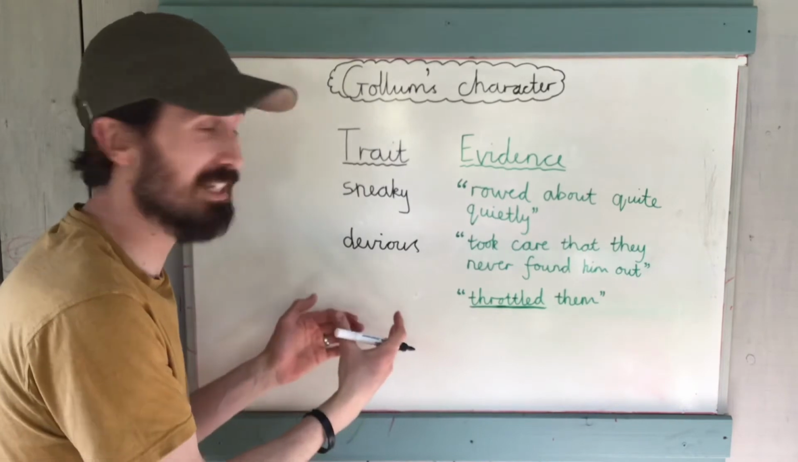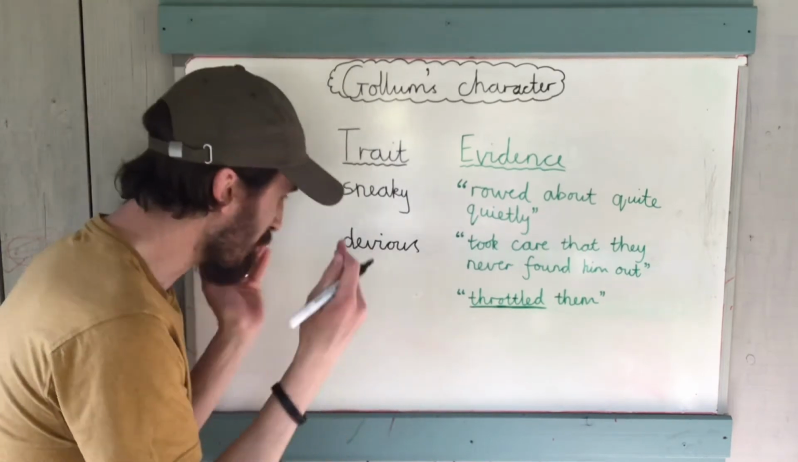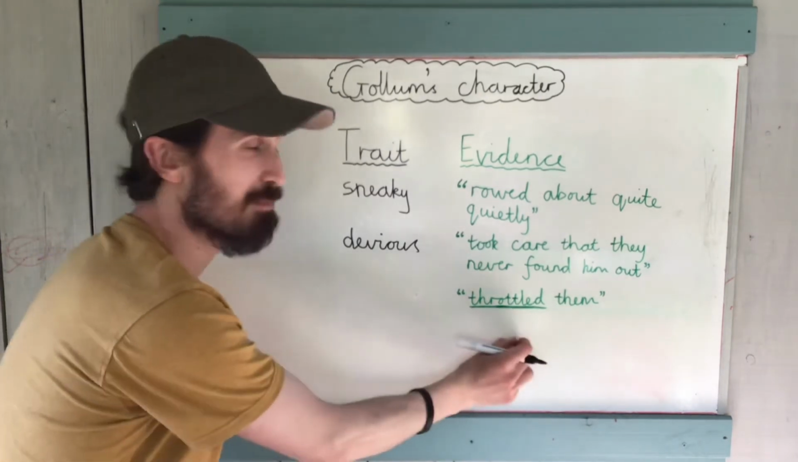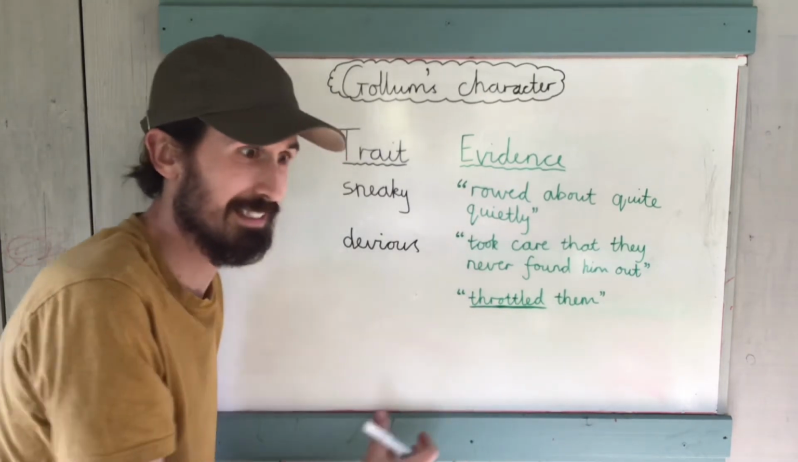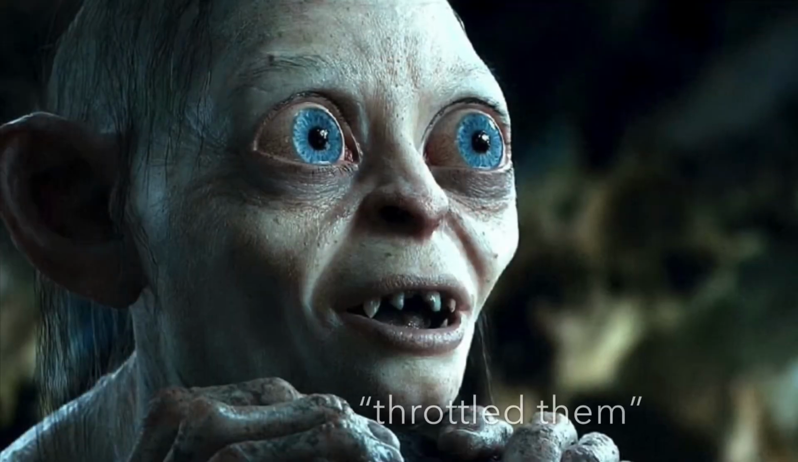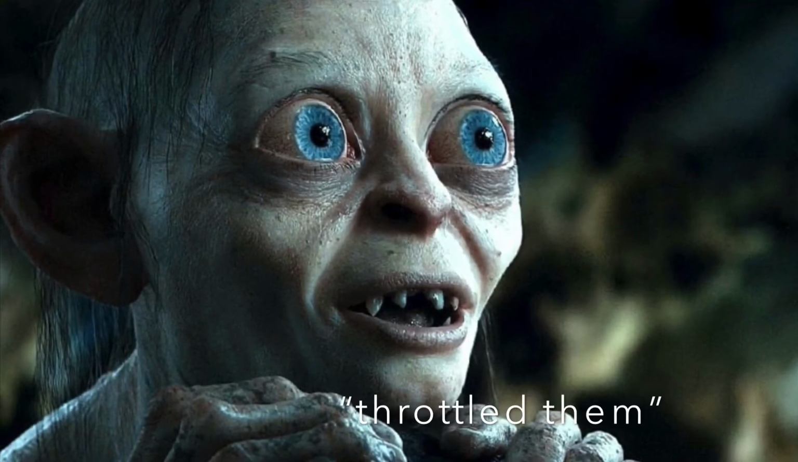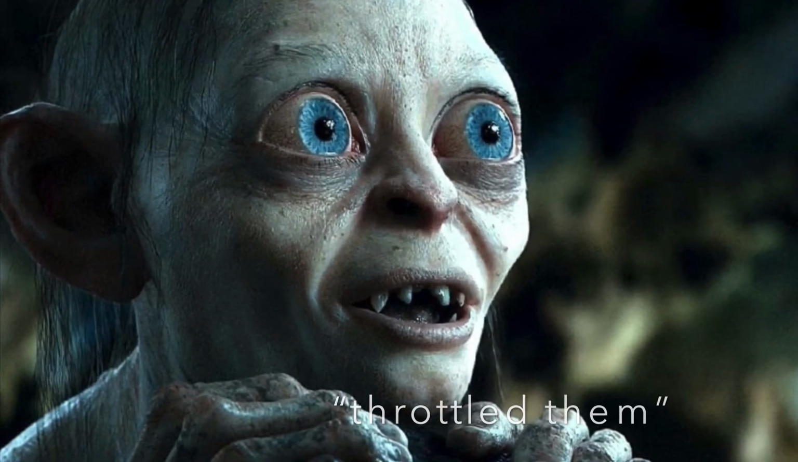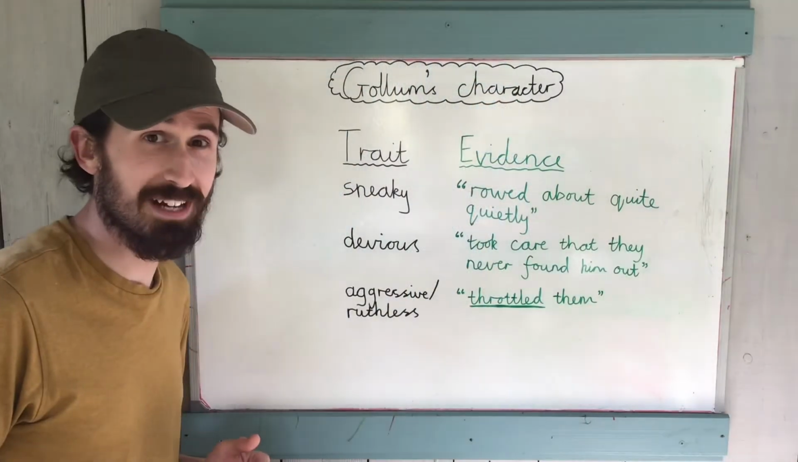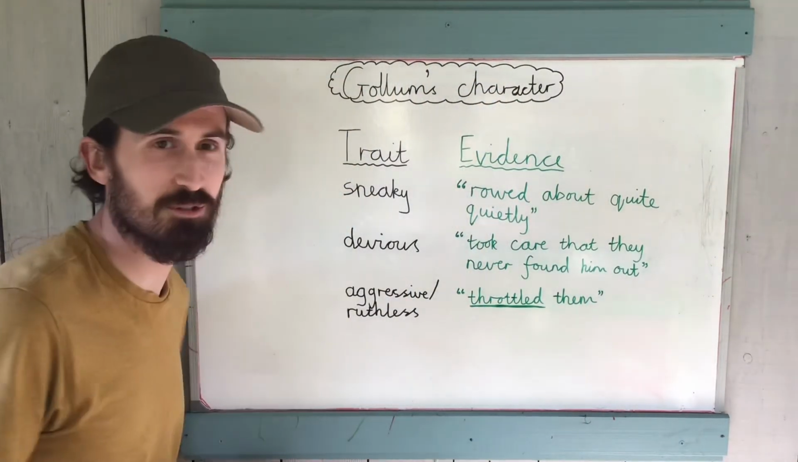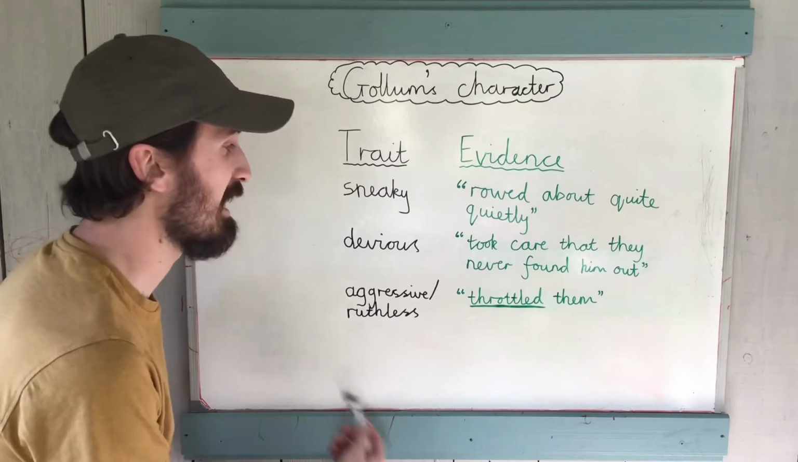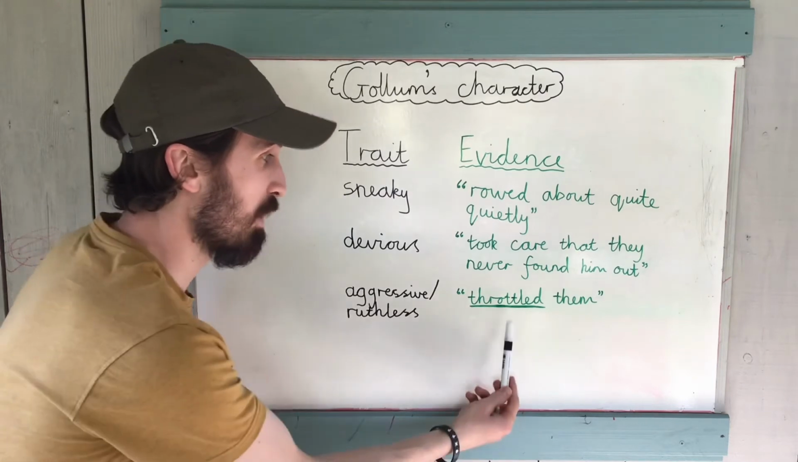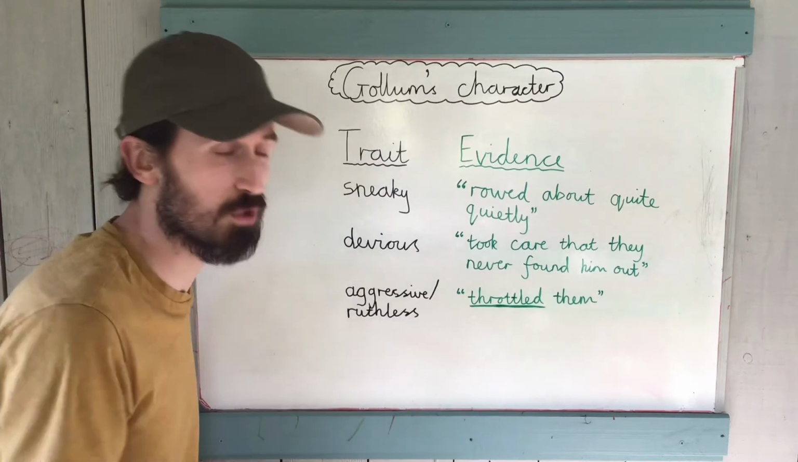I'll give you an opportunity now to consider a trait. Remember, the better the word, the more ambitious the word, the better. Have a think about what trait you might link with Gollum if he's throttling his enemies. So here's just a couple that I've come out with. Potentially aggressive, ruthless. These are the kinds of words and traits that you want to be associating with Gollum's character here when you see the evidence that he throttled them.